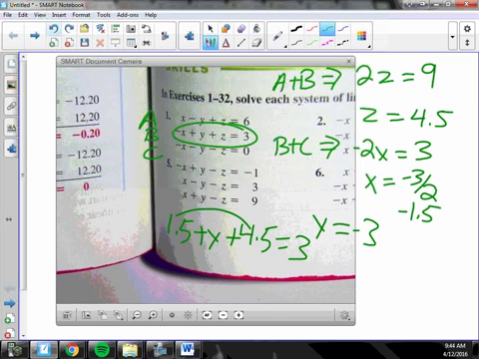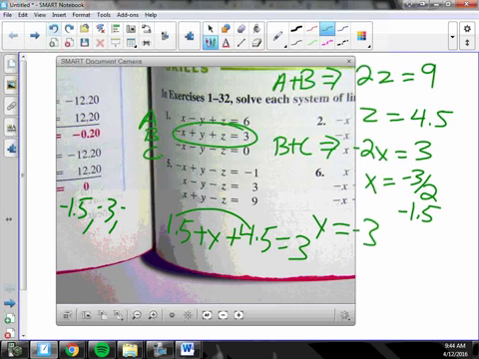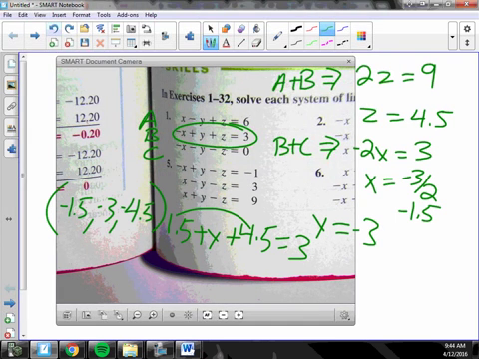So the coordinate of the intersection is negative 1.5, negative 3, negative 4.5, which means left 1.5, down 3, and away from you 4.5 on that z-axis. Oh, sorry, positive 4.5. Thank you. So that would be toward you 4.5. What was your question?